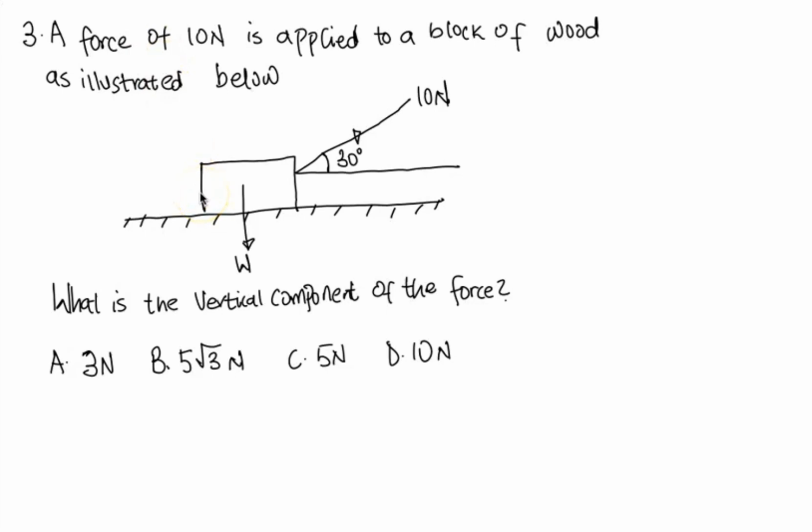So the third question is a practice question for you, and the question is, a force of 10 Newton is applied to a block of wood as illustrated below. Now we have that diagram, and the question is, what is the vertical component of the force? Option A is 3 Newton, B is 5√3 Newton, C is 5 Newton, and option D is 10 Newton. So solve the question and then leave your answer in the comment section of this video.